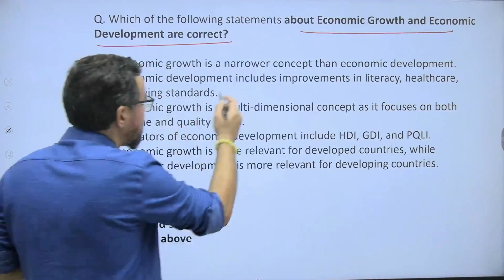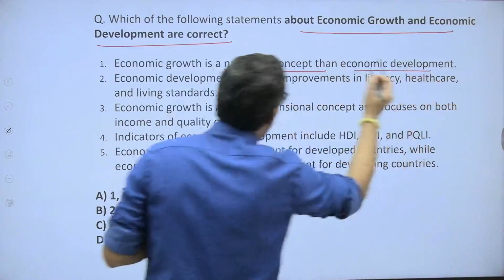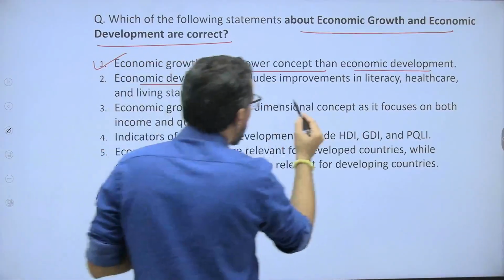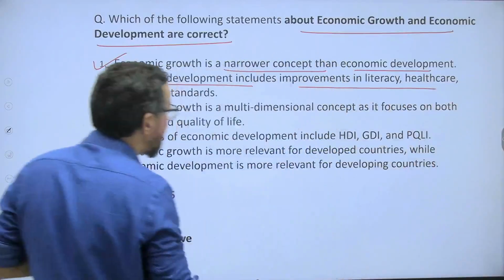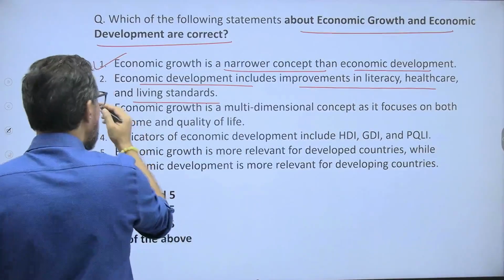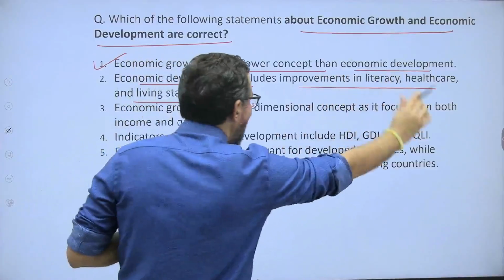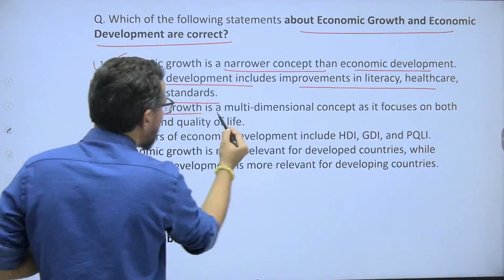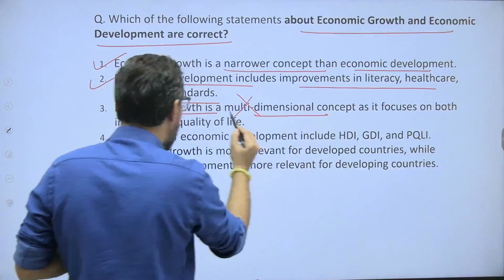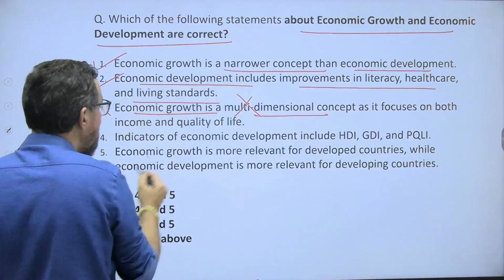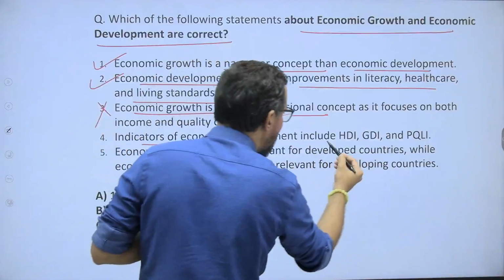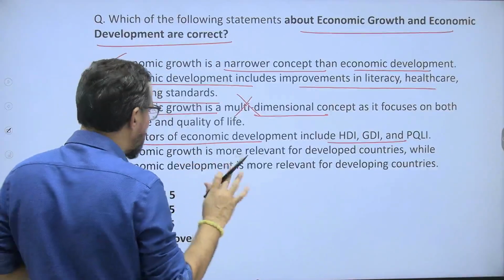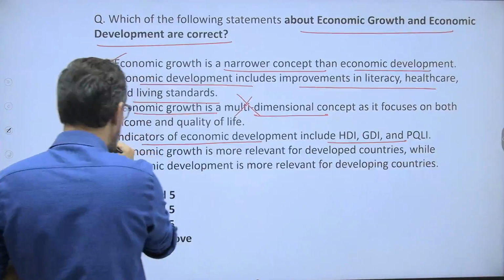So economic growth is a narrower concept than economic development. Economic development includes improvement in literacy, healthcare, and living standards. True. Economic growth is multi-dimensional? No, it is single-dimensional. Development is multi-dimensional. Indicators of economic development are HDI, GDI, PQLI. Yes, 100% true.